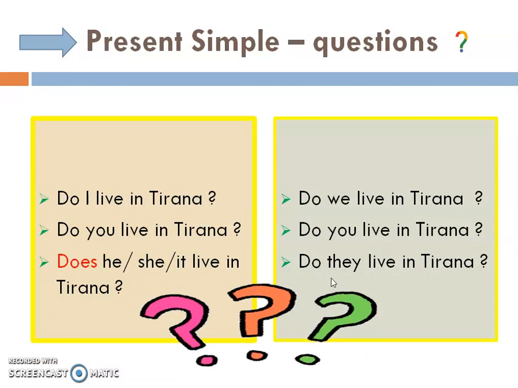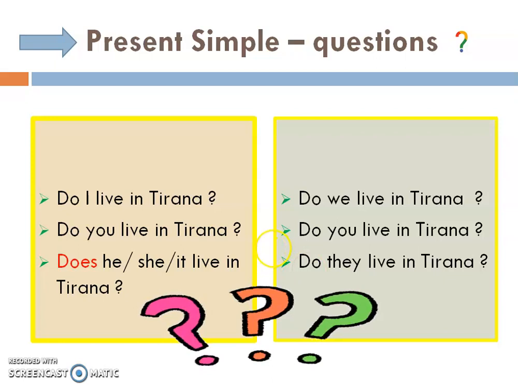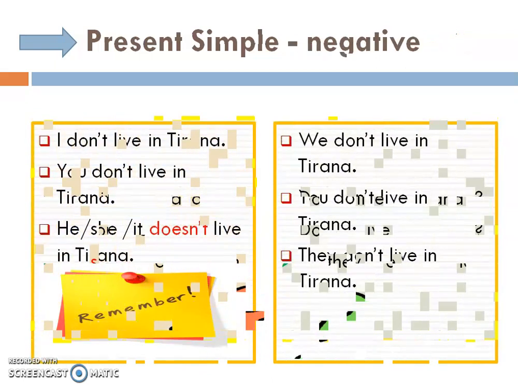And move to the second form of present simple, question form, which is formed with the auxiliary do and does. Does is only used for the third person singular, only for that. And the answers to these questions, short answers, are yes I do, no I don't, or does he live in Tirana? Yes he does, no he doesn't.